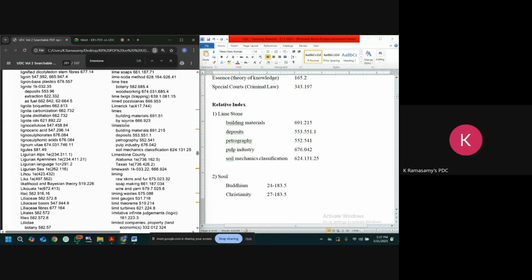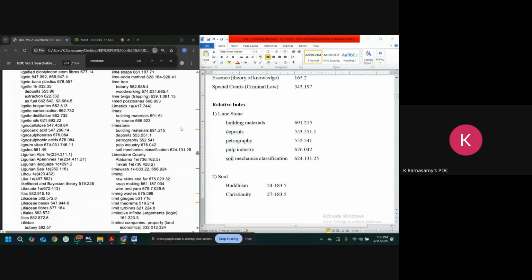So the term limestone is appearing in 5 different subjects. So if you are getting a book on limestone, you need to go through the book. You have to see the contents. You have to understand in what context the limestone is being discussed. Either it is in terms of building materials, limestone as a building material, limestone deposits, limestones as used in petrography, limestone used in pulp industry. So based on the subject content, you have to choose the number.